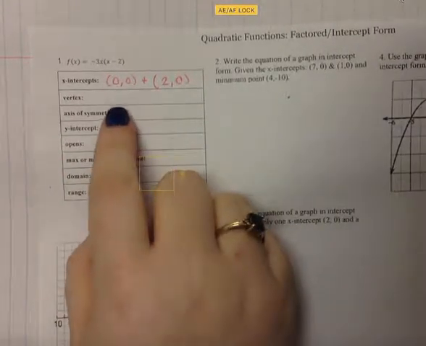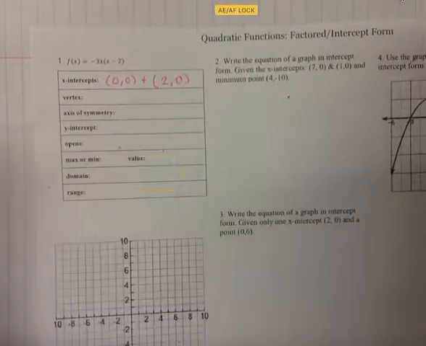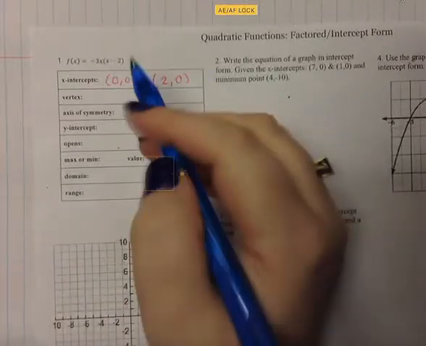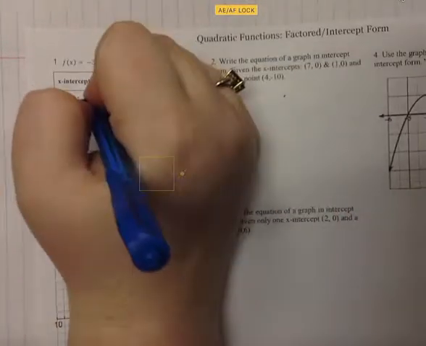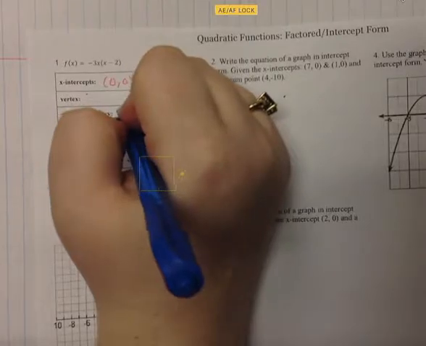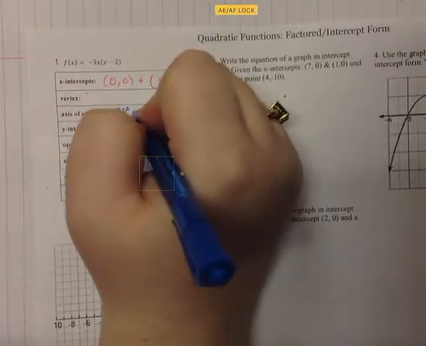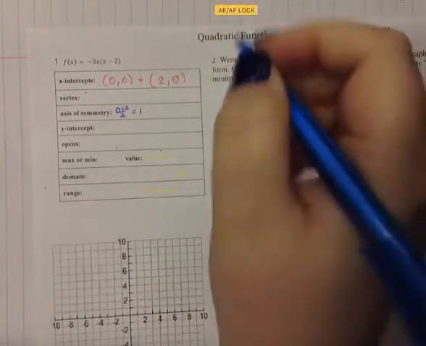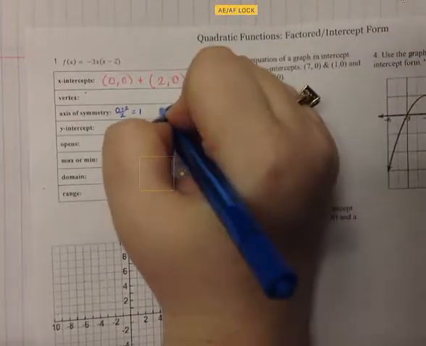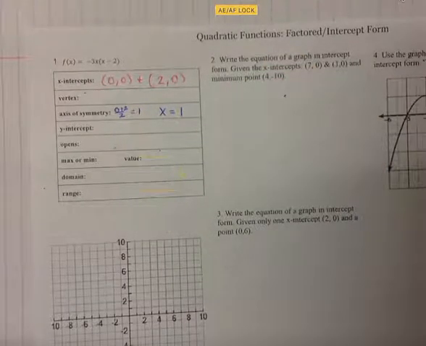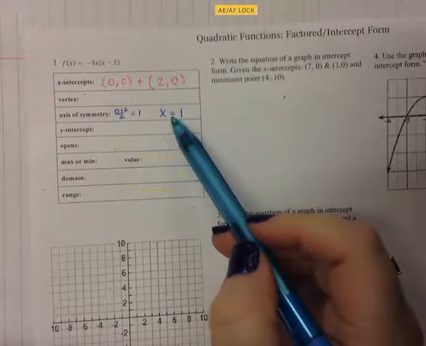have to find the axis of symmetry. To find the axis of symmetry, you're adding the two x-intercepts, so 0 plus 2 over 2 is equal to 1. So that means that our axis of symmetry is actually at x equals 1. We have to make sure we put it as x equals. So now we can find the vertex since we have the x value of the vertex.